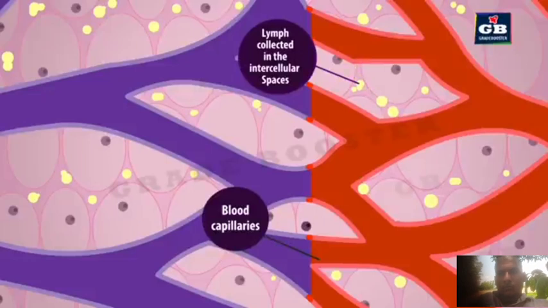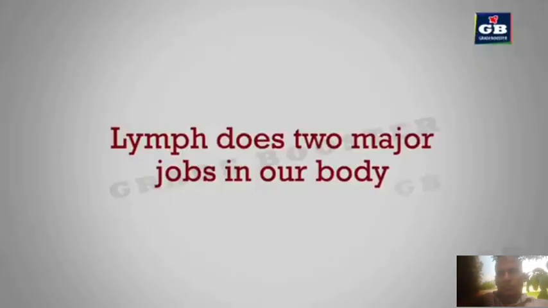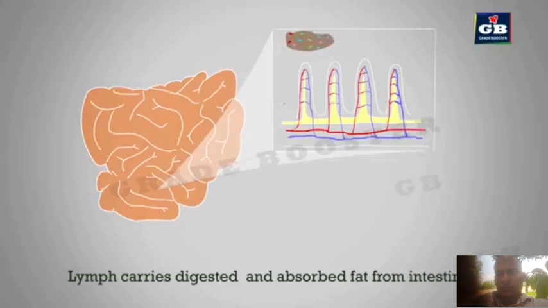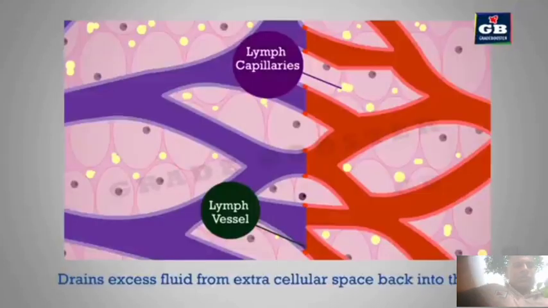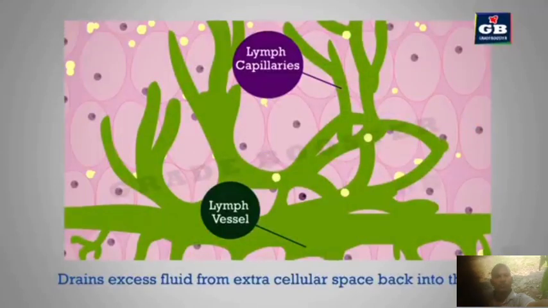This lymph enters the lymphatic vessels through the lymph capillaries. Finally, these lymph vessels open into the large veins. The lymphatic system does two important jobs. The first job of lymph is to absorb the digested fats in the intestines. The second job is to collect the extracellular fluid and deposit it into the bloodstream. These are the important points of the animal transport system.